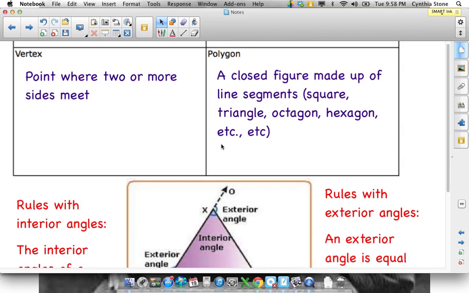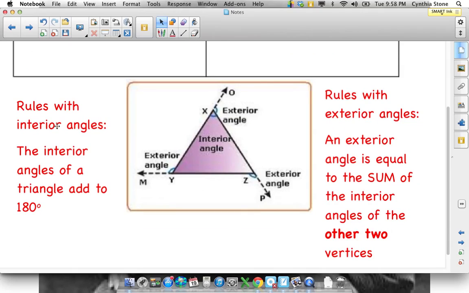Okay. So the rule related to interior angles is that if you add up the interior angles in a triangle, this one plus this one plus this one equals 180 degrees. So 3 angles add to 180. They're not necessarily all 60 degrees. If it's equilateral, which means that all the sides are the same length, then it is 60 degrees, every single one. But that's not always the case.